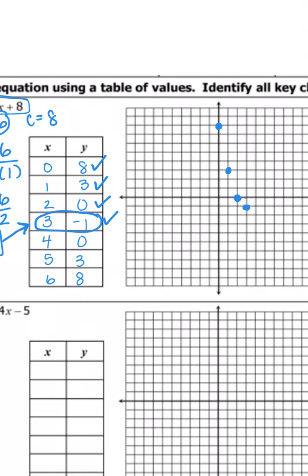And then we have 4, 0, which means just go right 4. Don't go up or down any. Then right 5, up 3. And then right 6 and up 8.